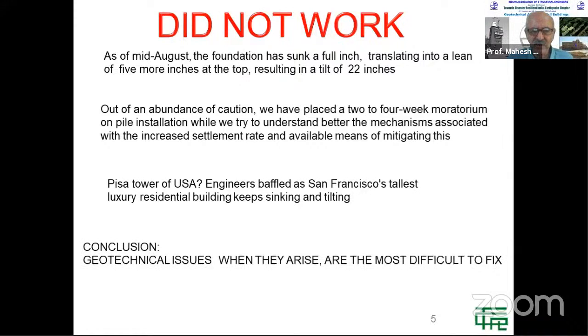So the conclusion is that geotechnical issues, when they arise, are the most difficult to fix. As a matter of fact, when structural engineering issues arise, there are known solutions and we know what to do. But in the case of geotechnical issues, it's very, very difficult to predict what is to be done. And even when you think that you've got the solution and you start applying it, it may backfire, as it has done in the case of San Francisco.